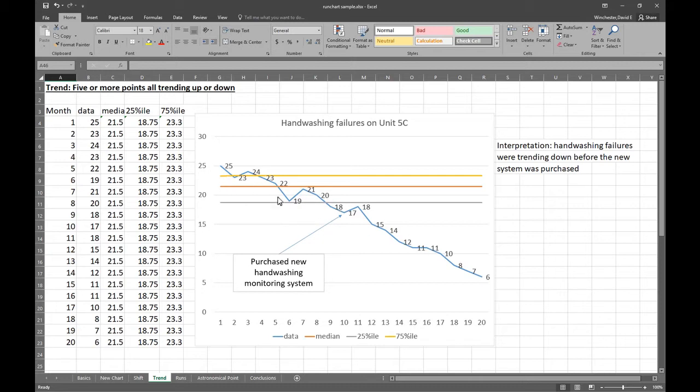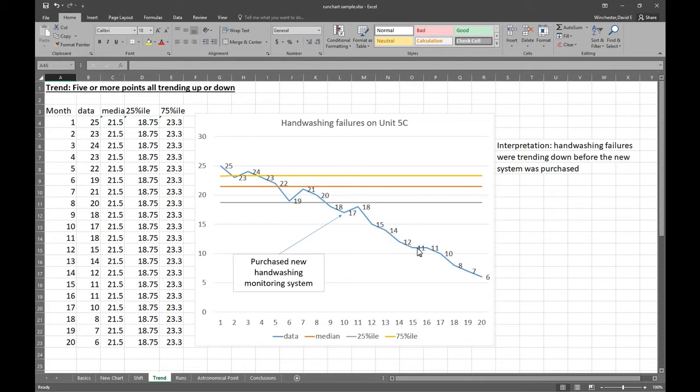When we look at the data that occurs after the hospital said, hey, let's buy this brand new hand washing system, where everybody has to wear a little badge, and it detects whether or not you use the alcohol to sanitize or to clean your hands, and then let's see how much of an effect it has on this process. So they buy that here, and then we look at the data that comes after that, and we have this trend here, 5 points, all going down.